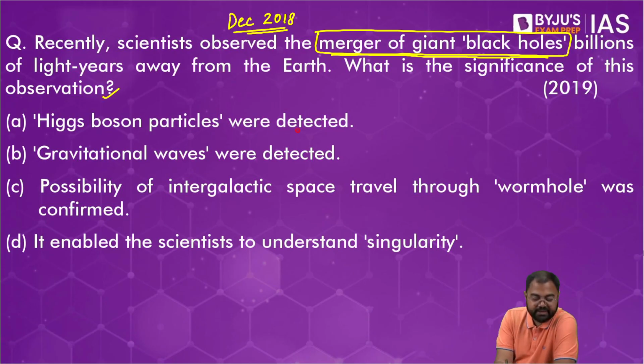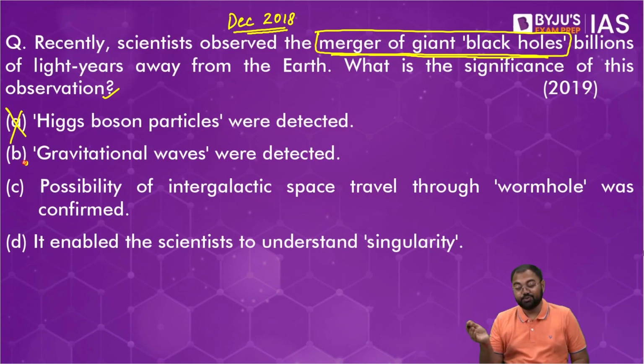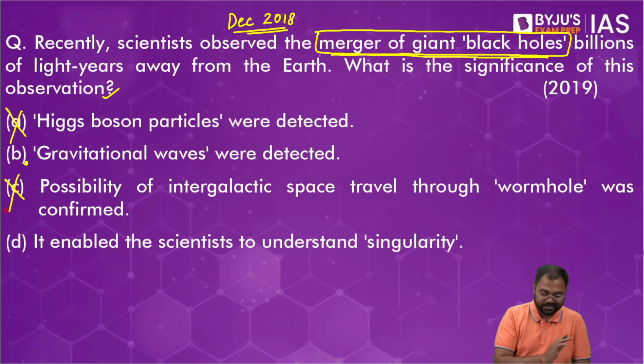Higgs boson particles were detected. Now Higgs boson is related to very small tiny particles, force particles, so nothing to do with black holes. Gravitational waves were detected. Possible? Possibility of intergalactic space travel through wormhole was confirmed. This was only confirmed in films like Interstellar, etc. It has never been confirmed in real life. So that's why this is wrong.